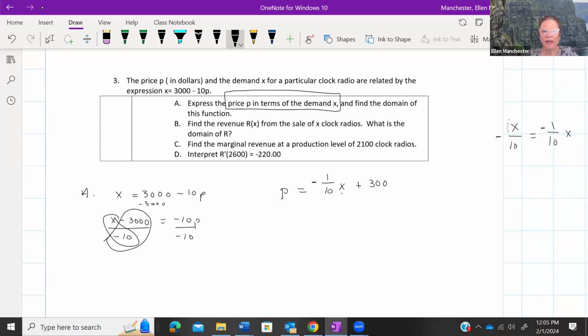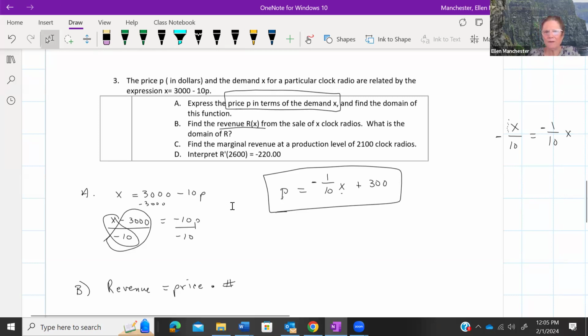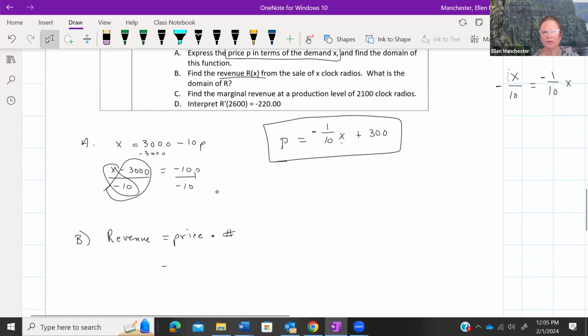Okay, so this is A. This is your answer for A. And then B says, find the revenue function. Well, remember, revenue is the price times the number of items. Okay, well, we have the price is negative 1/10 X plus 300. And then the number is just X. Remember, X always represents the number of items. So X is the number of clock radios.